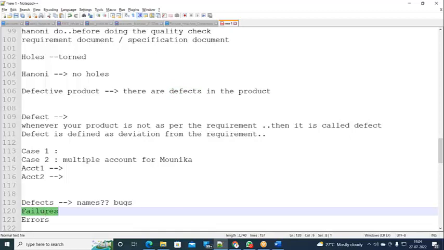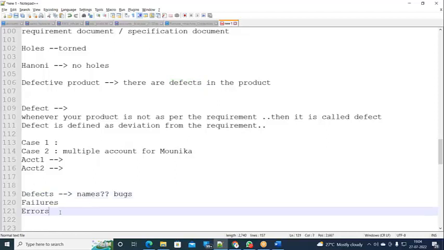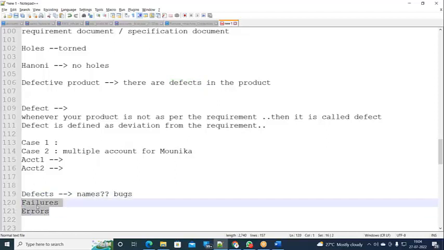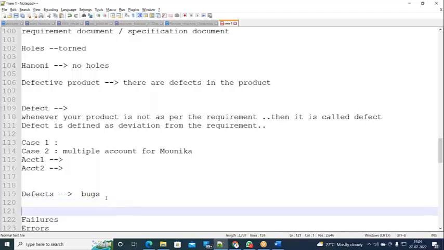But you cannot use the other words interchangeably. You cannot say failures for defects. You cannot say errors for defects. Why? I'll talk about it later. What is the difference between a failure, error and defect? I'll definitely cover that, but not for today. But yes, there is another name for defect. Typically, we call it a bug.